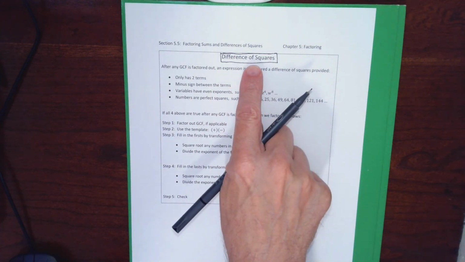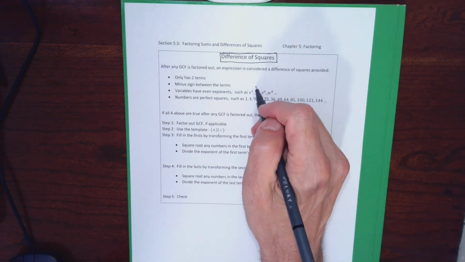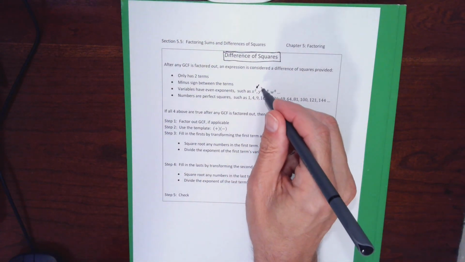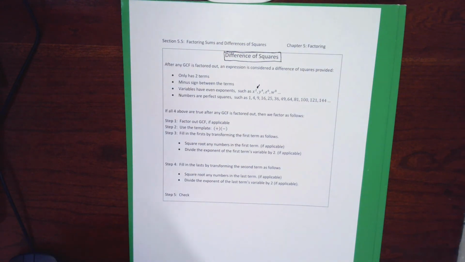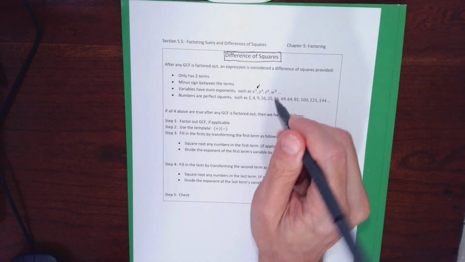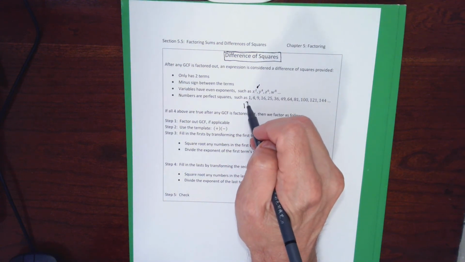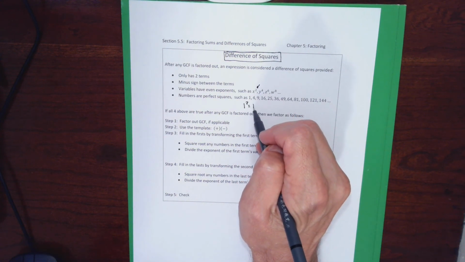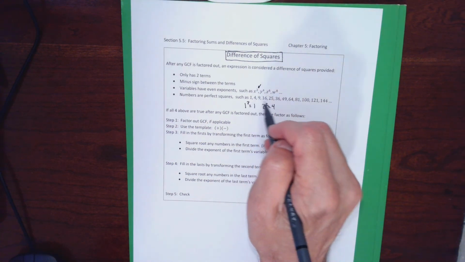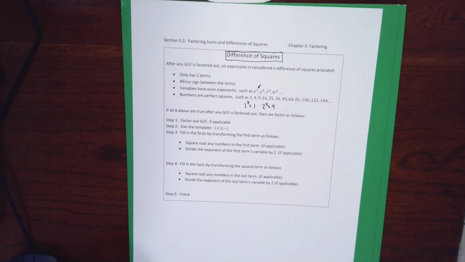Mostly when we're factoring differences of squares, the exponents are 2. That's probably 90% of the time. Occasionally, when we're factoring problems that fit the criteria for difference of squares, we'll see an exponent like 4, 6, or 8. Any numbers that are left after you factor out a GCF are perfect squares. And I wrote down the perfect squares that I know. 1 squared is 1, 2 squared is 4, 3 squared is 9. So this list of numbers, those are all perfect squares.